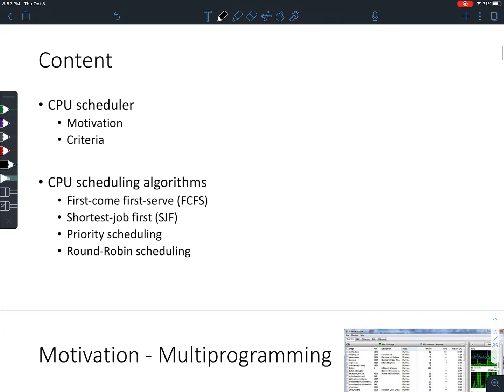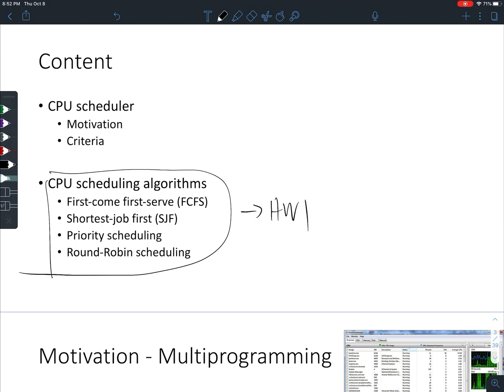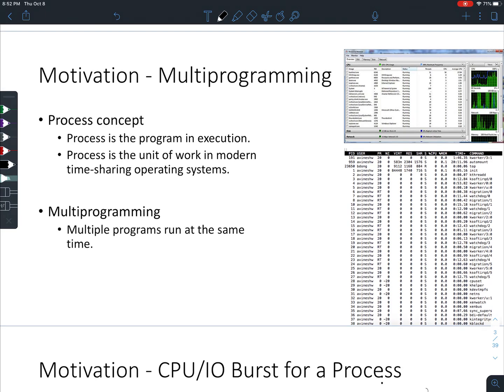Today our main topic is process scheduling algorithms, which is this part, and from this part you are going to have your first homework one. So pay attention, because it saves your time if you pay attention to this lecture. First, let's learn the motivation of process scheduling.